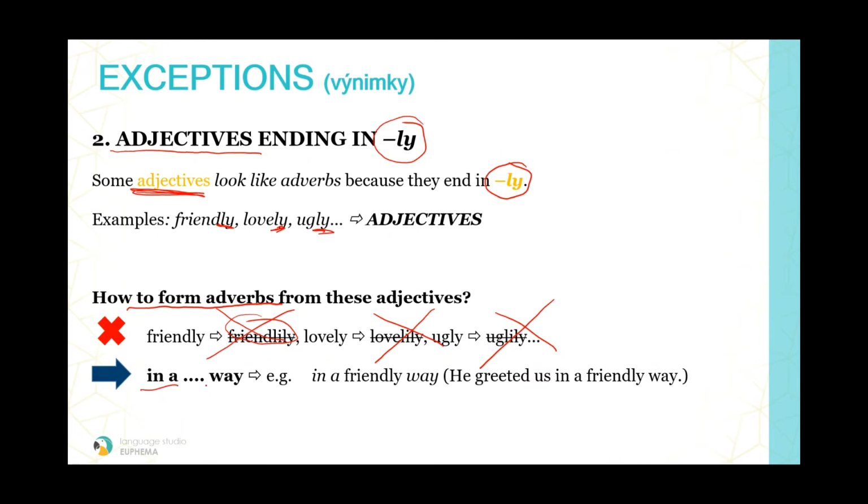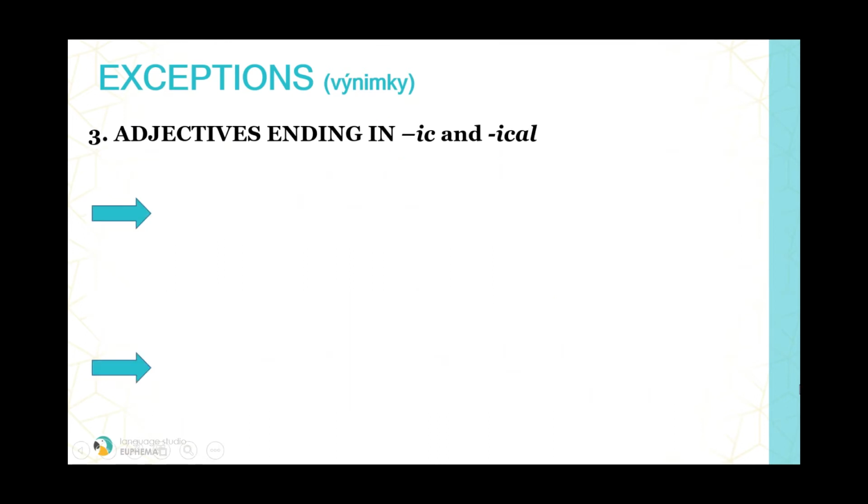In a way. So for example, in a friendly way. He greeted us in a friendly way. So not he greeted us friendlily, that does not exist, but he greeted us in a friendly way. Next group of exceptions are adjectives ending in ik or ikkel.